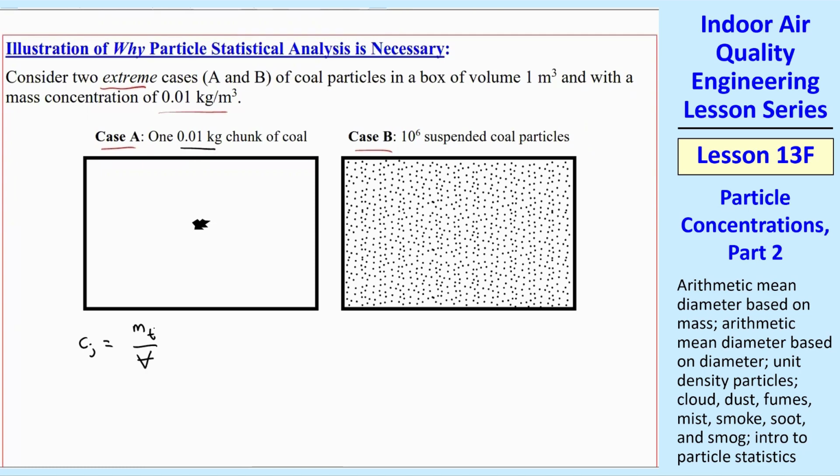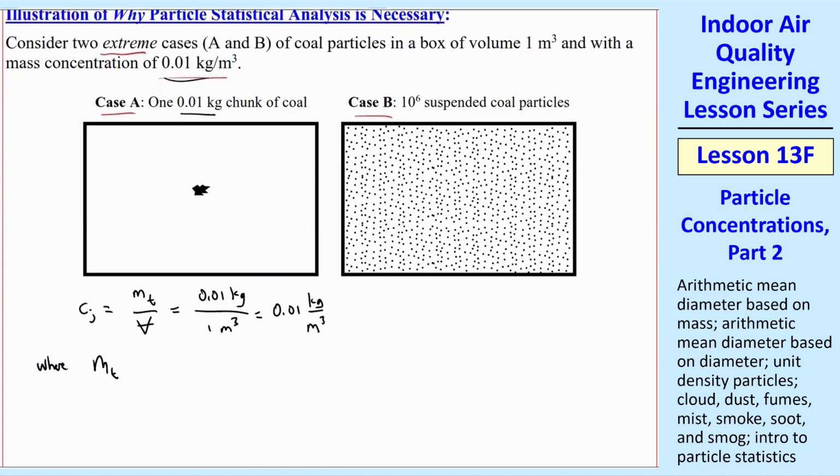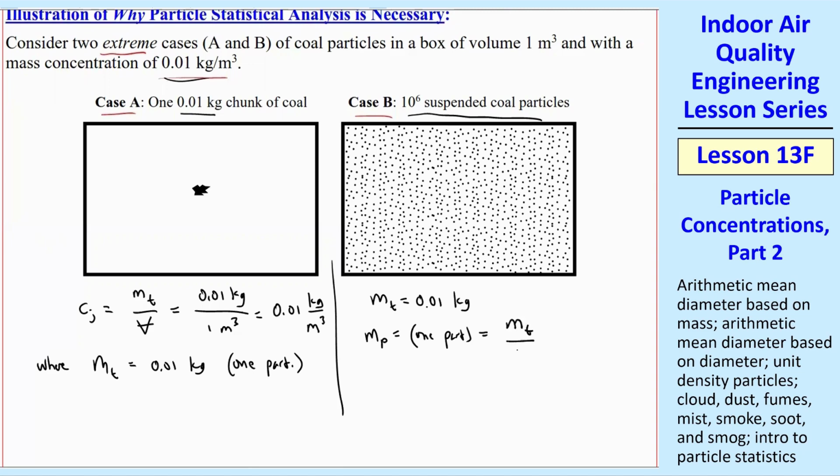So C_j is M_T over V, which is equal to the total mass over 1 cubic meter, and that gives us 0.01 kilogram per meter cubed, where M_T is equal to 0.01 kilograms, since there's only one particle here. So we don't have to do any kind of total or anything. For case B, M_T is 0.01 kilogram, but there's a million suspended coal particles. So M_P of one particle is total mass divided by total number of particles.